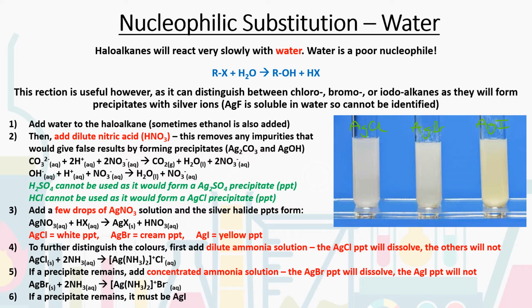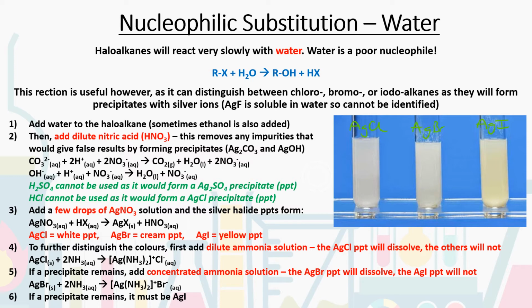And so we can logically work it out by first doing dilute ammonia. If it dissolves, it's silver chloride. If it doesn't, it must be bromo or iodo. We then add concentrated ammonia. If it dissolves, the silver bromide was present. If it doesn't, it was the silver iodide that must be left.